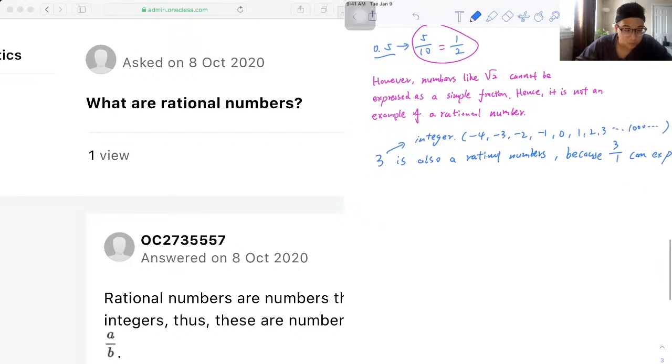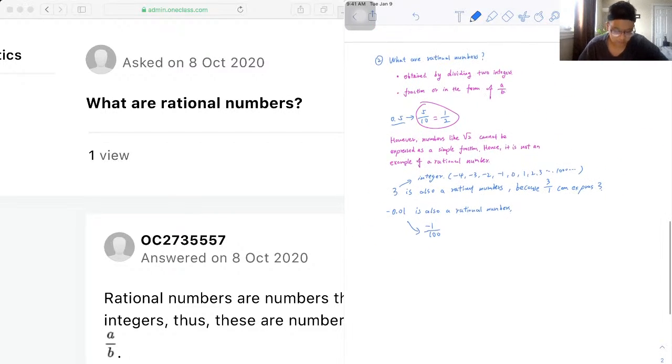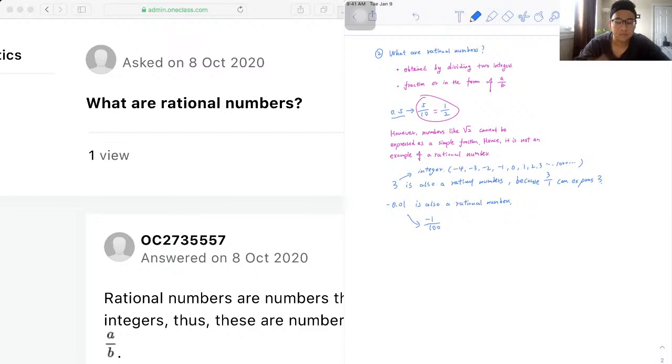And going back to this question, other than 3, -0.01 is also a rational number, as it can be written as 1 over 100, or -1 over 100. Right. So I think that's all we got for this question.